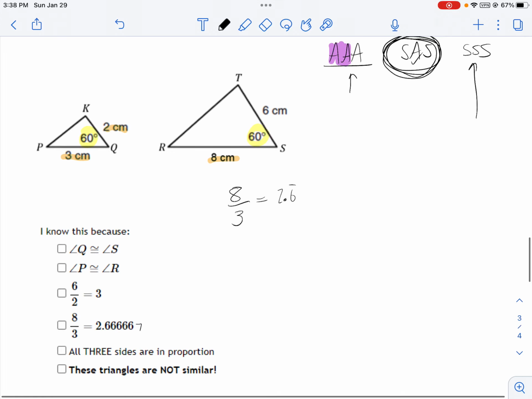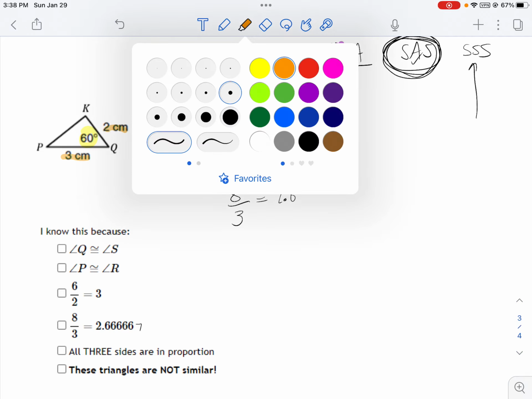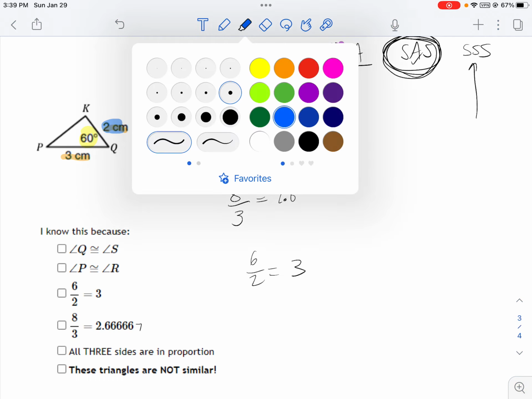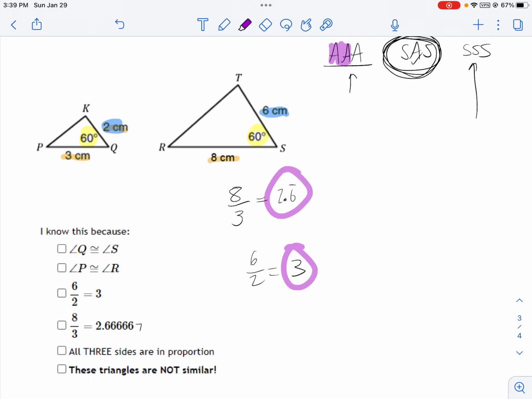Then we double check our other proportion, keeping the same pattern where we go from the larger triangle to the smaller triangle, and we do 6 divided by 2, which is 3. And now we hit an interesting case. Is 2.6 the same as 3? They aren't, which means you know right then and there that these triangles are not similar. If they were, then this would have to be a 3, and then that would be similar by side, angle, side. So that is what would need to happen there.